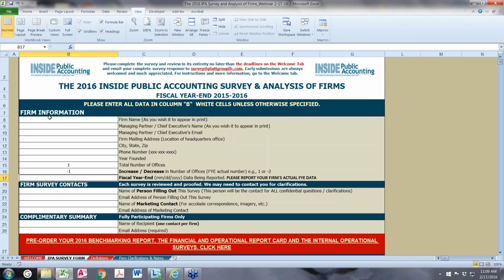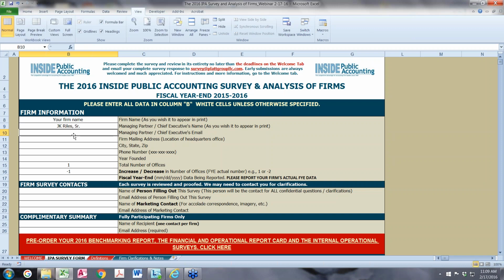Let me call your attention to rows 8 and 9. You are the expert in your firm, not us, so please help us by putting your firm name and the managing partner's name exactly as you wish it to appear in print. Anything you put in this field will be considered your approval for how it should appear.